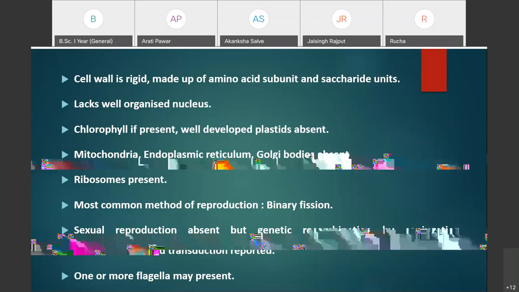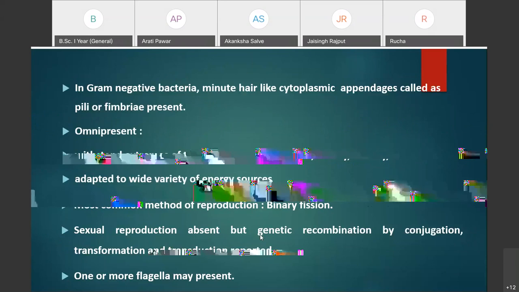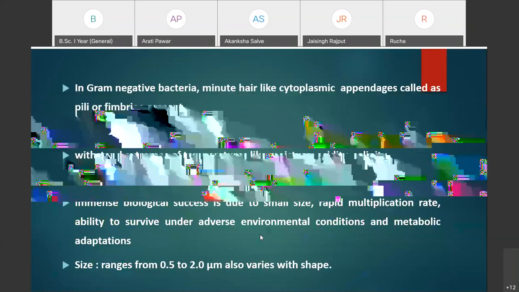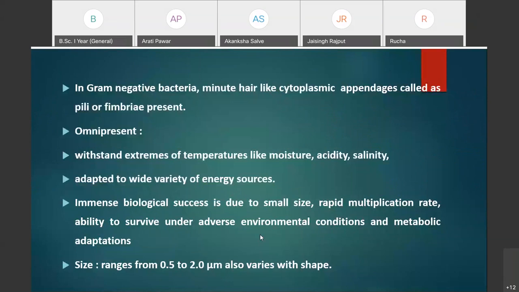Then in gram-negative bacteria, minute hair-like cytoplasmic appendages are present along with the flagella. There are two types of bacteria depending on their staining property: gram-positive and gram-negative bacteria. We will discuss gram-positive and gram-negative bacteria in the ultrastructure of bacteria. While studying the ultrastructure of bacteria, we will discuss what is meant by gram-positive bacteria and gram-negative bacteria.